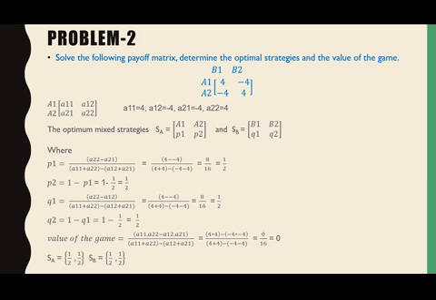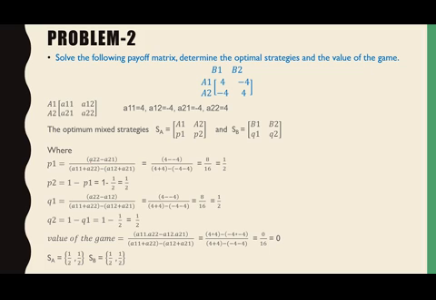So the problem given is: solve the following payoff matrix, determine the optimal strategies and the value of the game. The game is 4, minus 4, minus 4, 4. So A11 is 4, A12 is minus 4, A21 is minus 4, A22 is 4.